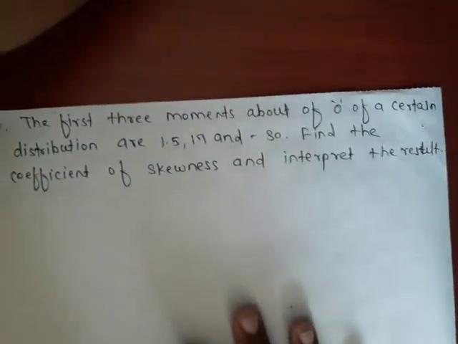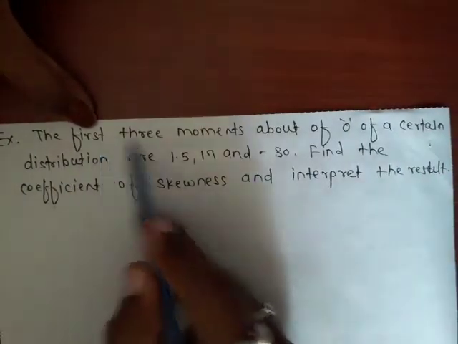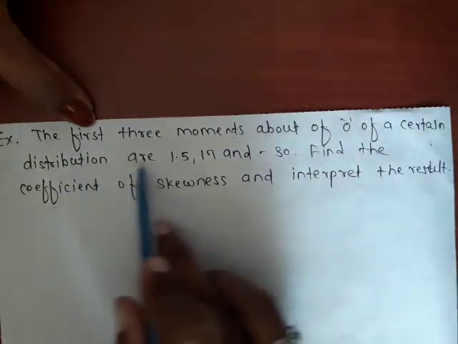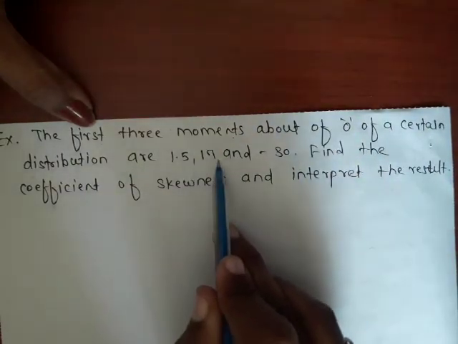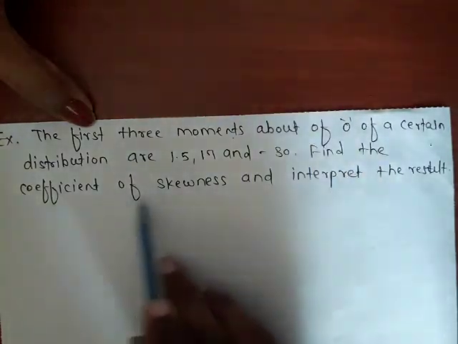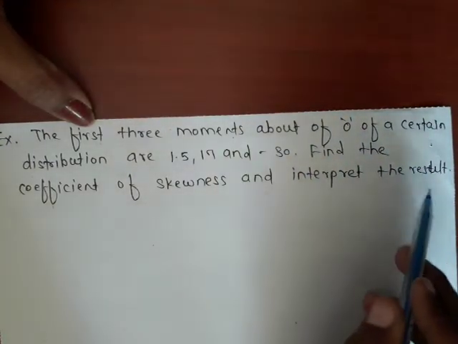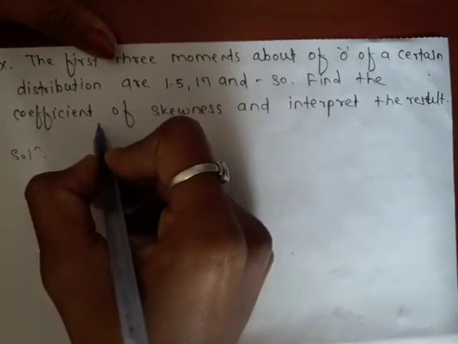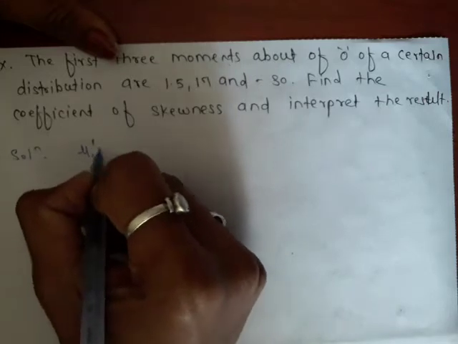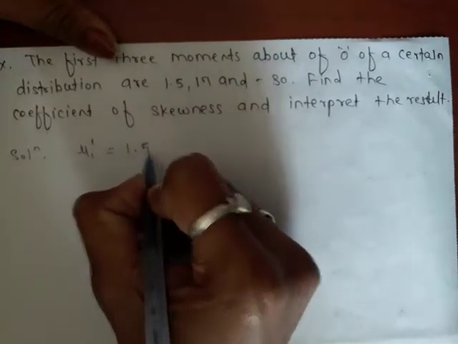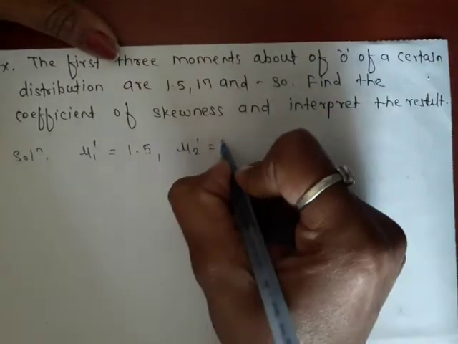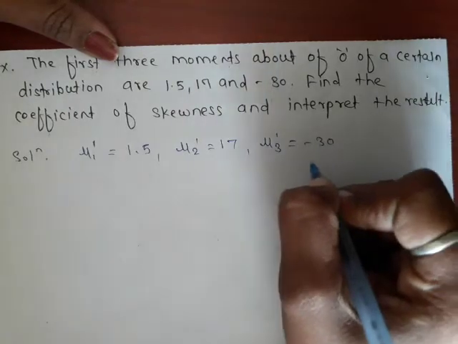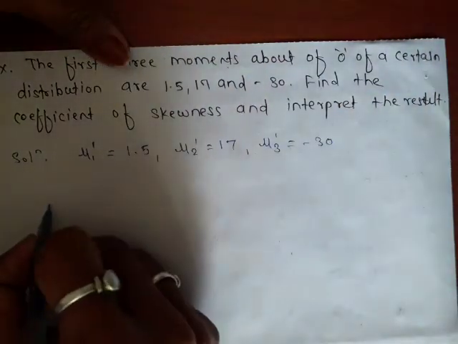Now next example. The first three moments of a certain distribution are 1.5, 17 and minus 30. Find the coefficient of skewness and interpret the result. Solution: it is given that the first three raw moments are mu1 dash equal to 1.5, mu2 dash equal to 17, mu3 dash equal to minus 30, and we have to find the coefficient of skewness.